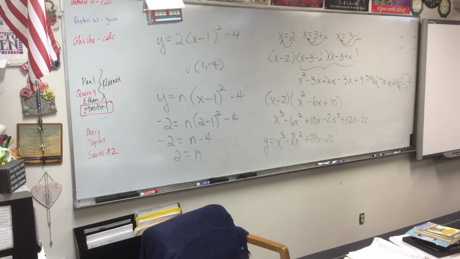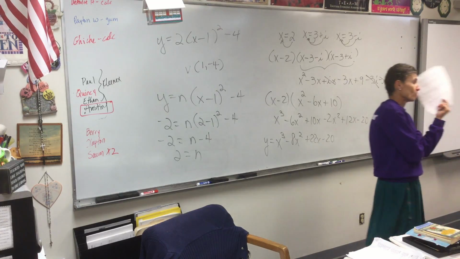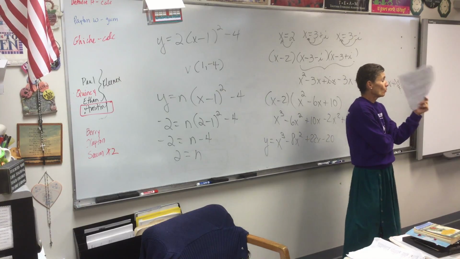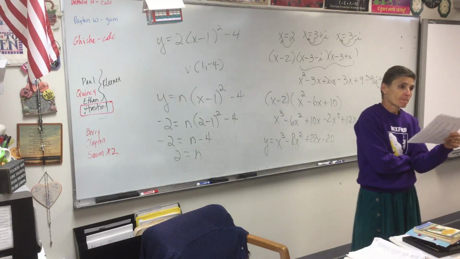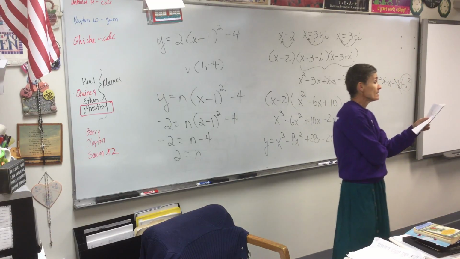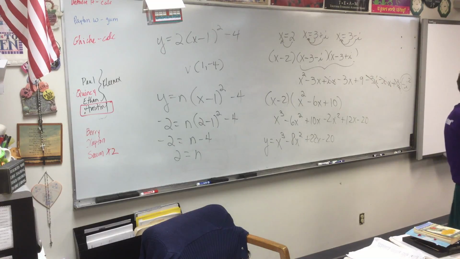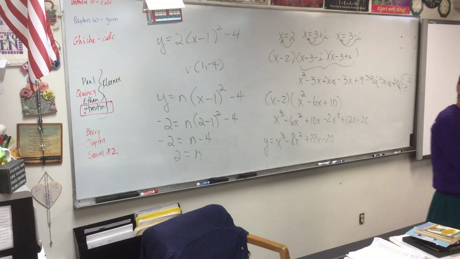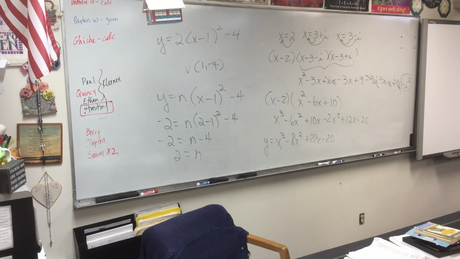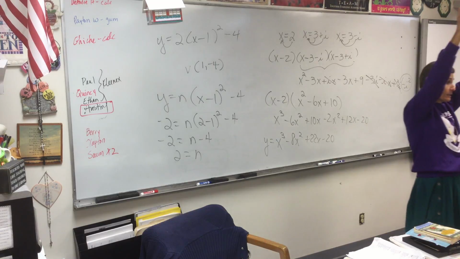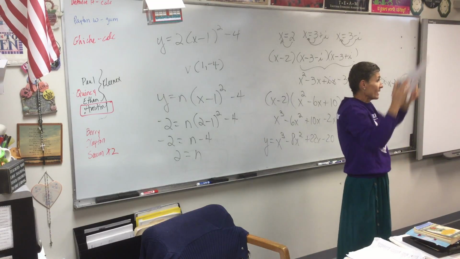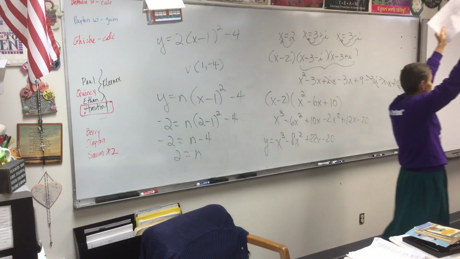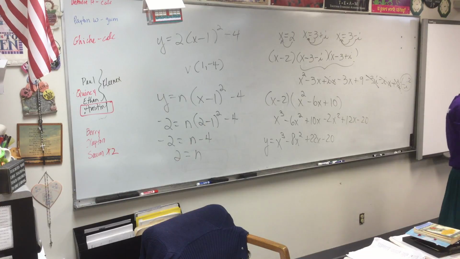Describe how this function compares to the parent function, or your BFF, y equals x squared. Are they both parabolas? Yep. What's changed? First it shifted. It's now vertex where? Left 1 and down 9. So you moved left 1 and down 9. What else have you done? You've stretched it vertically, right? So instead of a normal parabola, this one rises faster because you've multiplied the y's, the verticals, by 2.